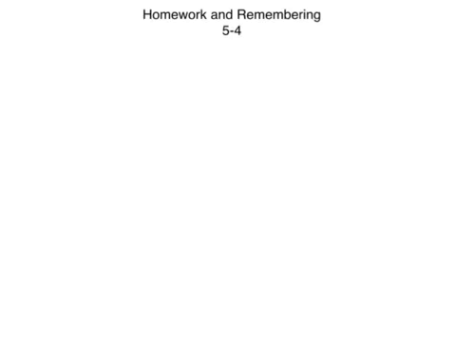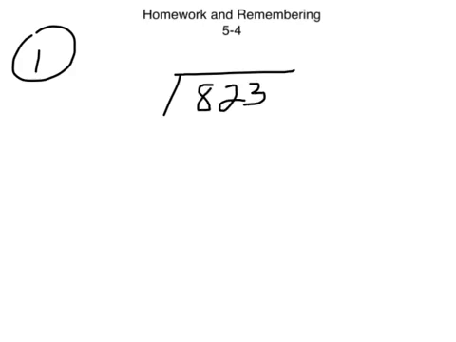So for number 1, if we look at that one about the Ferris wheel, we know we have 48 people and 823 people with tickets. We have 48 people that can be on each ride, but there are 823 people wanting to ride. So how many times will the Ferris wheel need to be run to give everyone a ride? So we have 823 divided by 48.